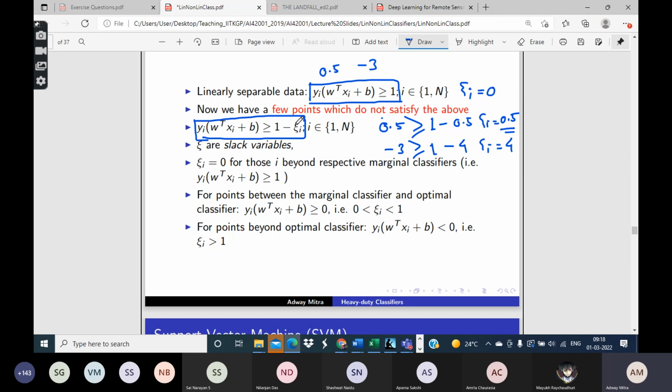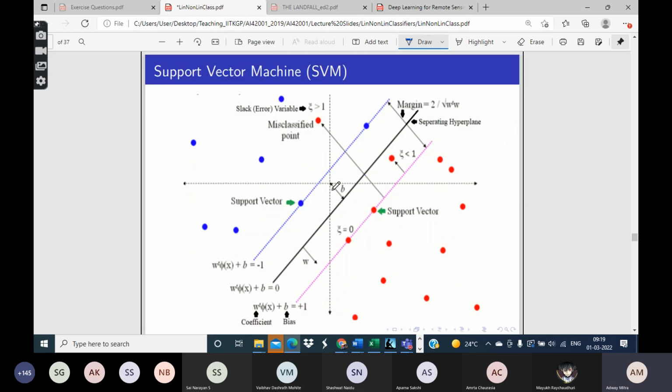Okay. So we can try to understand the geometric interpretation of these xi i's. Basically xi i is equal to 0 for all the points which are correctly classified anyways. And for those points which are not correctly classified, I will have some non-zero value of xi i's. Now among those points, there are two groups. For ones for which this is positive but less than 1, and then there are points for which this is negative altogether.